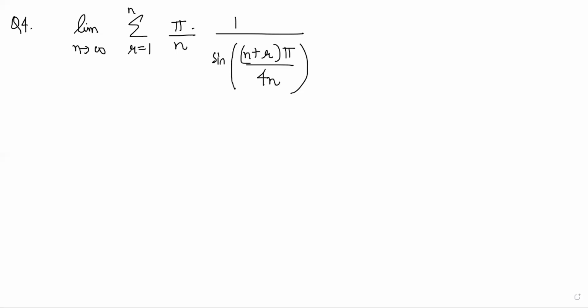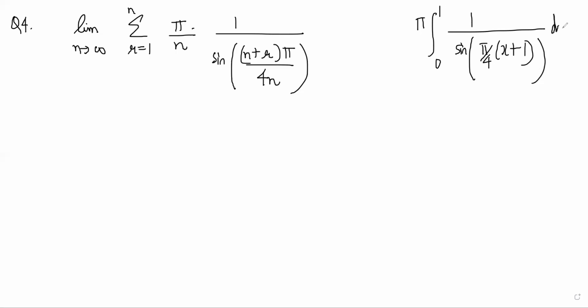This is definite integral as limit of a sum. You have to figure out what the integral is. It should be like this: integral from 0 to 1 of cosec(pi by 4 x plus pi by 4) dx, that is 1 by sine of (pi by 4 x plus 1), right? Correct. So now find this value. You have to find the value of this integral.